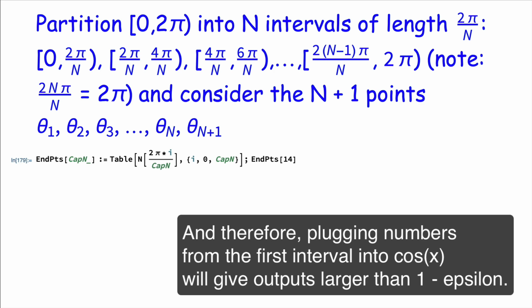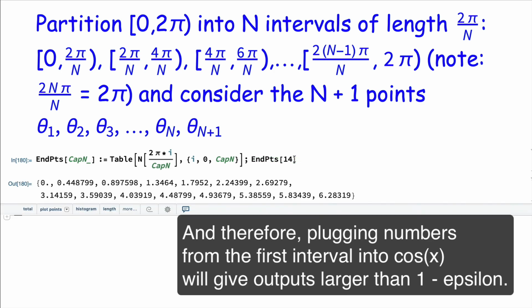Before we consider the n plus 1 values of theta that you see here, let's use this code in Mathematica with the table command to illustrate where the endpoints of these intervals will be when capital N is 14. If capital N is 14, they each have length 2 pi over 14, which is pi over 7, which is evidently approximately 0.448799. You can see that these would be the endpoints of those intervals.